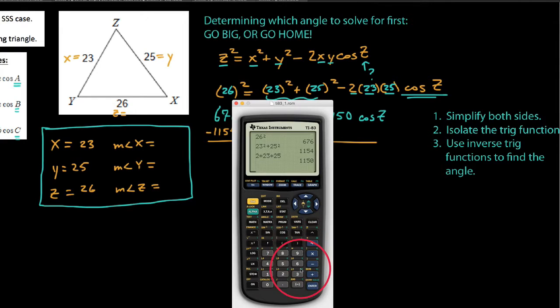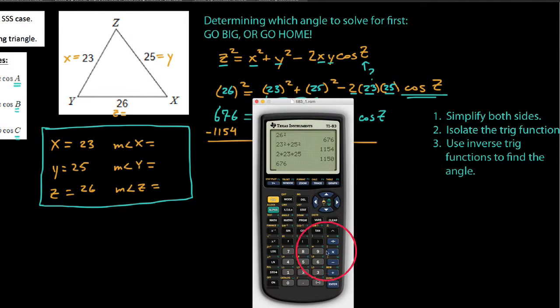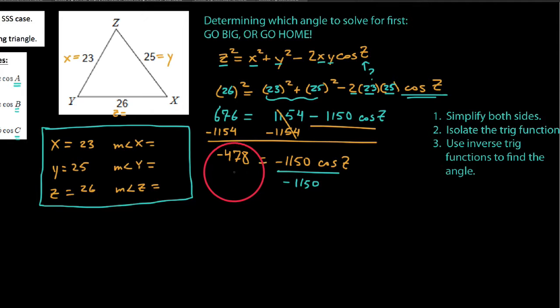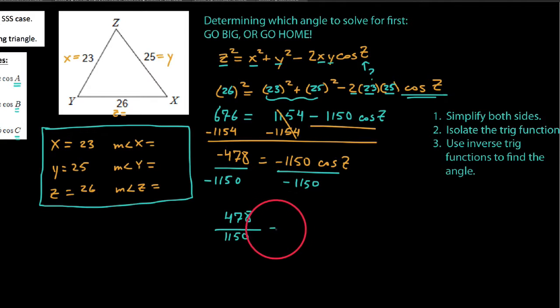And when we do this, I suppose we get 676 minus 1154. And so we get negative 478 on the left, and this is equal to, over here, negative 1150 cosine of z. So to finish this off, again, we need to isolate the cosine of z. So we're going to divide both sides by negative 1150. And what we get on the left side here is positive 478 over positive 1150. Now, normally we could reduce that, but because I'm interested in solving for z, we don't necessarily have to do that.